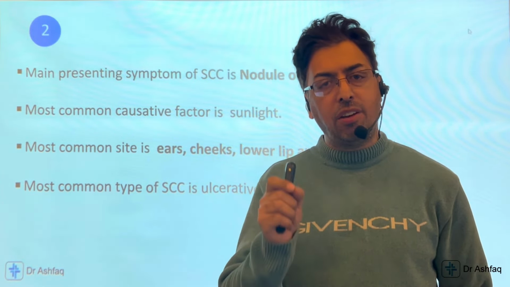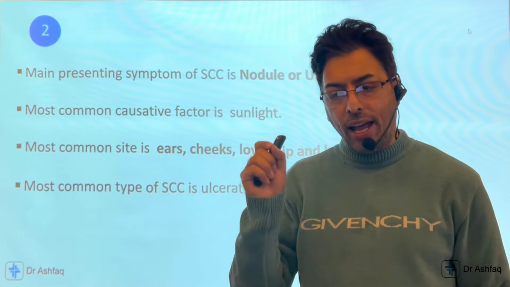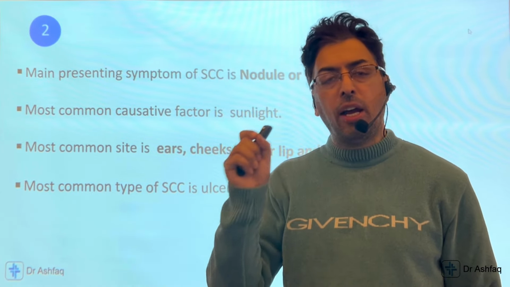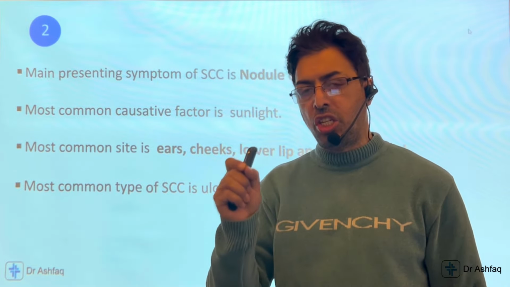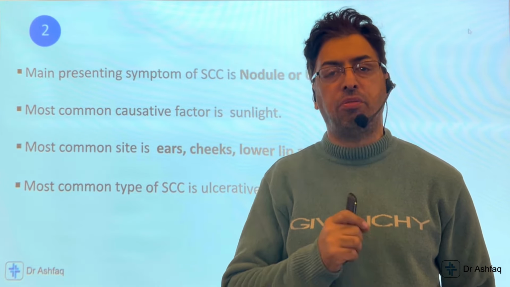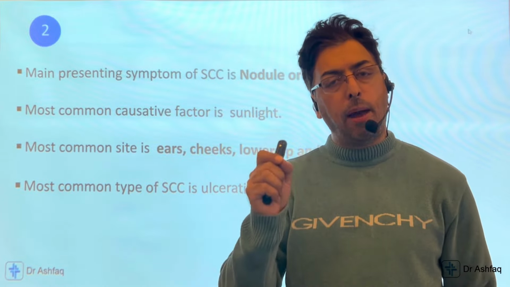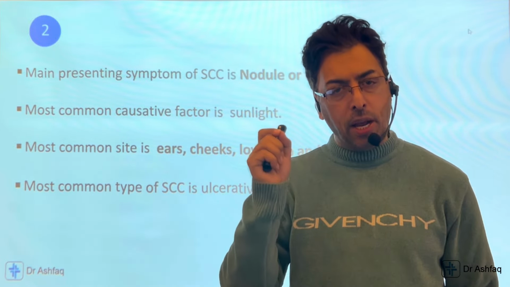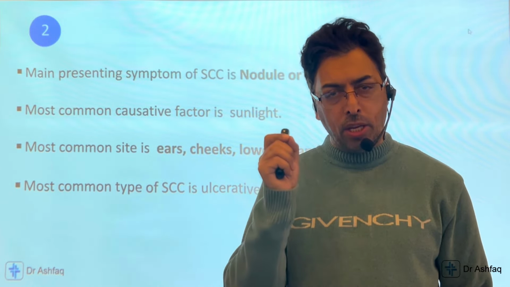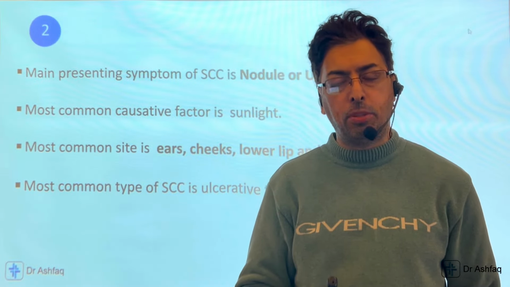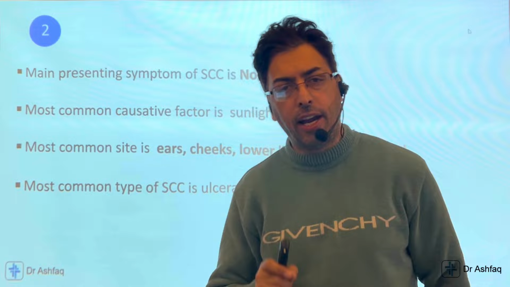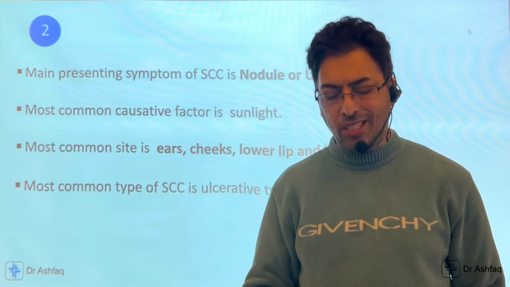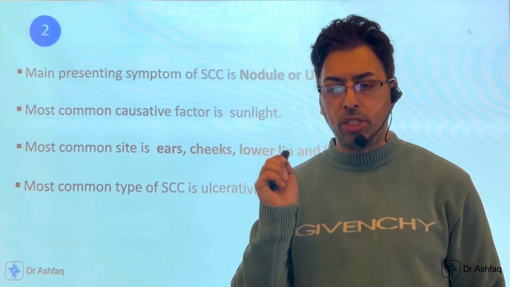However, it can affect any body part like the hands, the limbs, and it is more common especially in the region of the ears, the cheek, and the lower lip as far as the face is concerned. But a squamous cell carcinoma lesion can be present on the back, it can be present on the chest, it can be present on the limbs, and face is the common area. That's important. And the most common type of lesion is the ulcerative type. So that's to be taken care of.